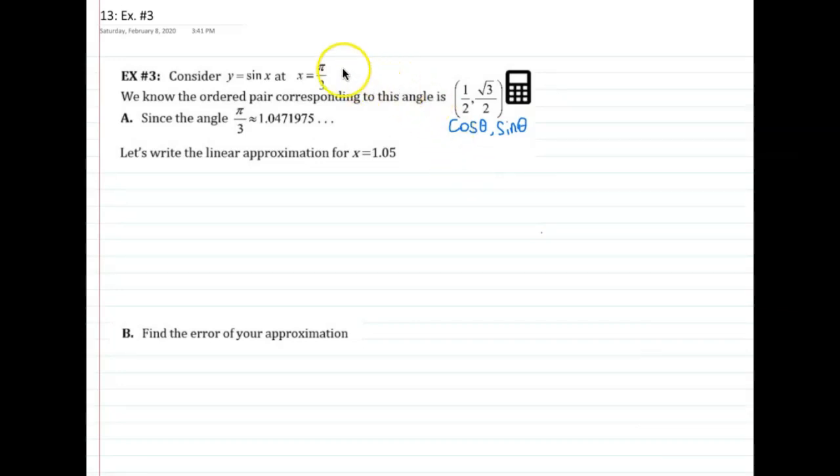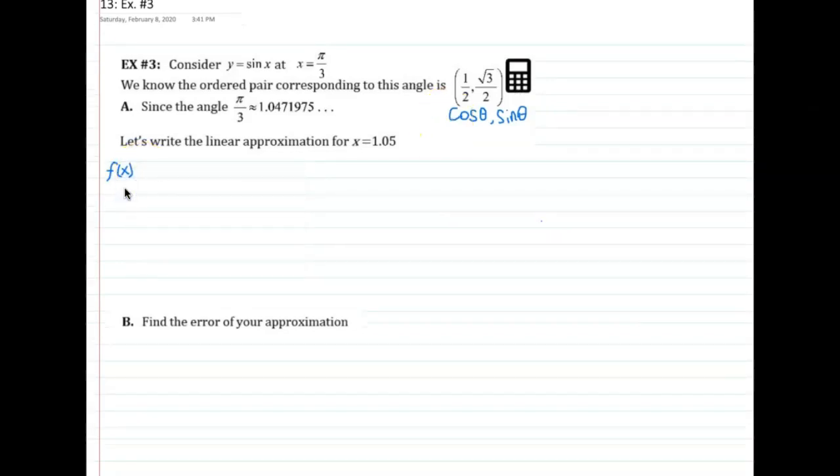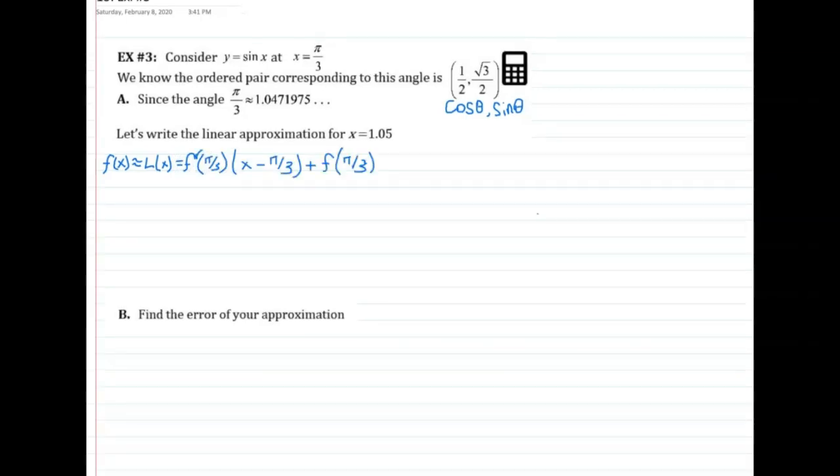Note that we are finding the tangent line for the x value of pi over 3, so this is the value for a that we will be substituting. F of x is approximately equal to L of x, which is equal to f prime of pi over 3 times quantity x minus pi over 3 plus f of pi over 3. Okay, we need to find f prime of pi over 3 and f of pi over 3.